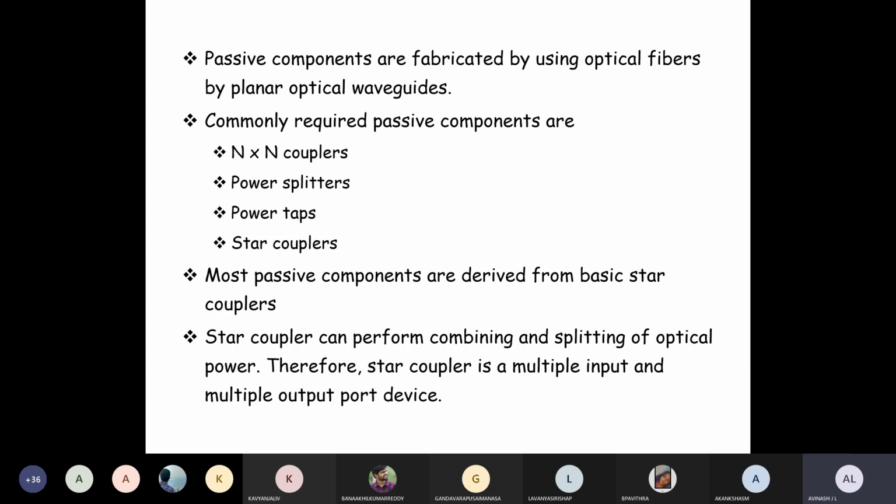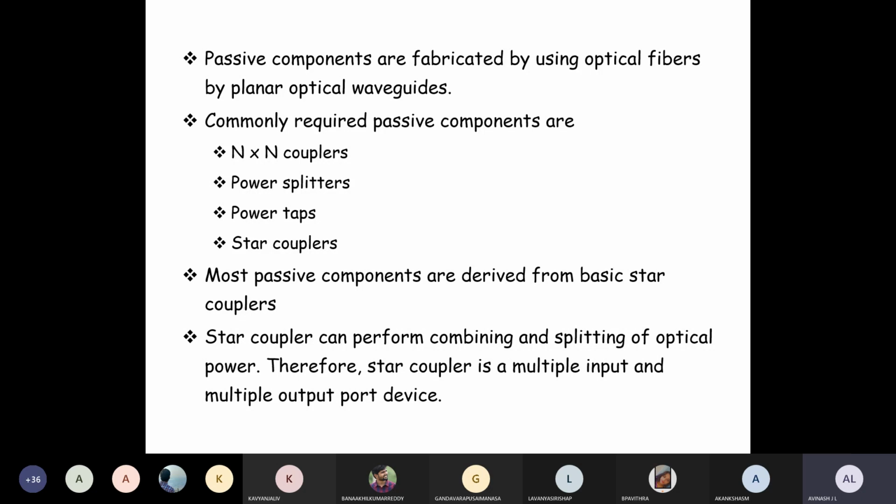N cross N couplers. Coupling means taking the signal from the input end and transferring it to the output end. This is called coupling. Power splitters. Power splitter means the power is going to get divided. That is called power splitters. Next, power taps.